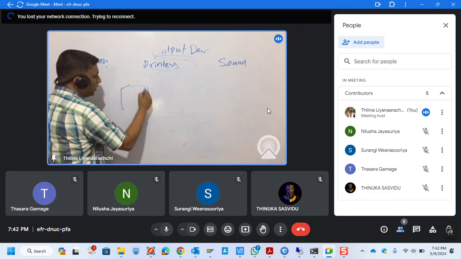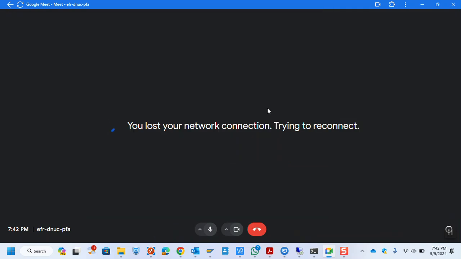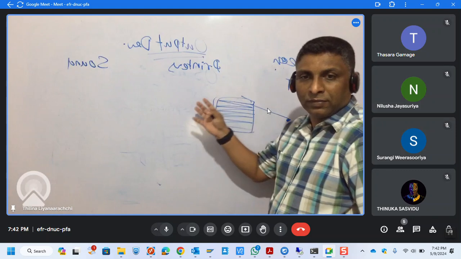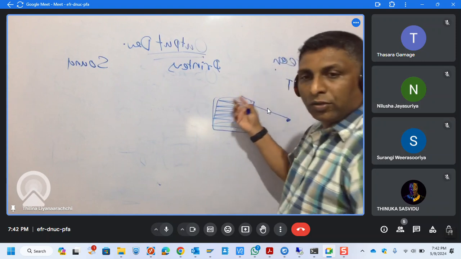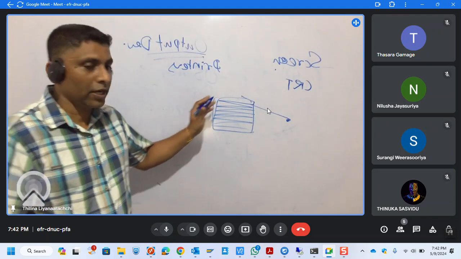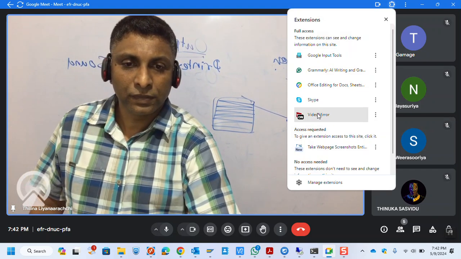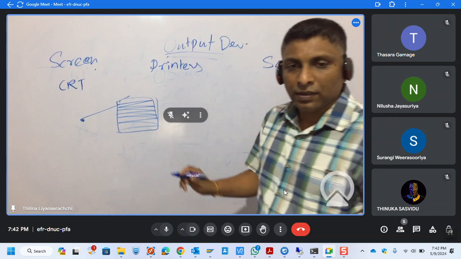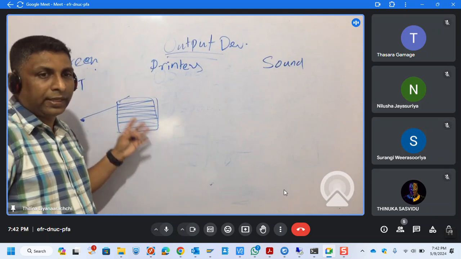It projects the high voltage beam, always drawing vertically, like this. It draws the electron beam onto the screen. Through that, it generates the pictures or images on the screen. That's the technology they use in cathode ray tubes. You don't need to learn that kind of technical stuff.